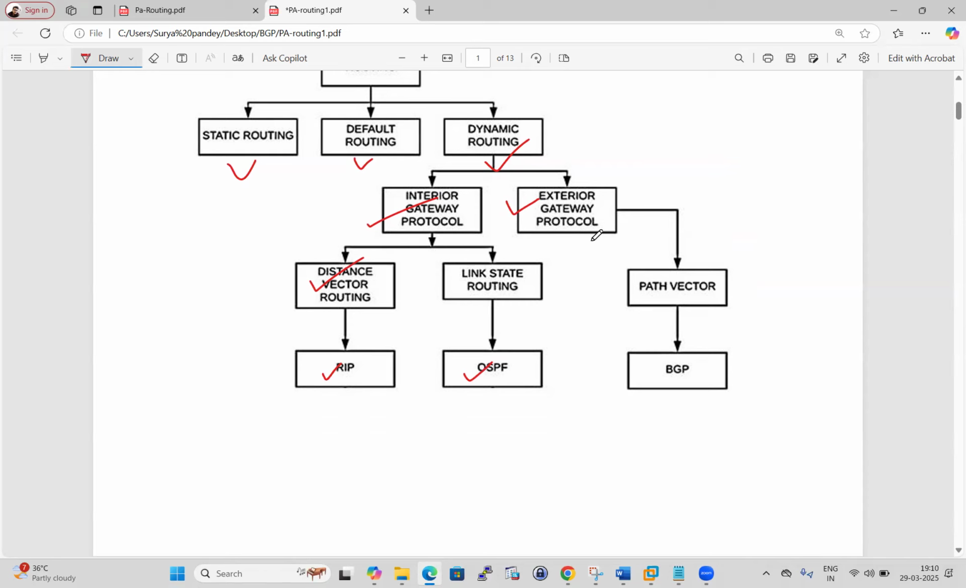Then we have exterior gateway protocols, and in exterior gateway protocols there is only one routing protocol, that is BGP, which is called path vector. In path vector, only BGP is supported. So BGP is the only protocol with the help of which we can go on the internet. So BGP plays a vital role in the company, especially if your activity is mostly related to the internet or WAN side.